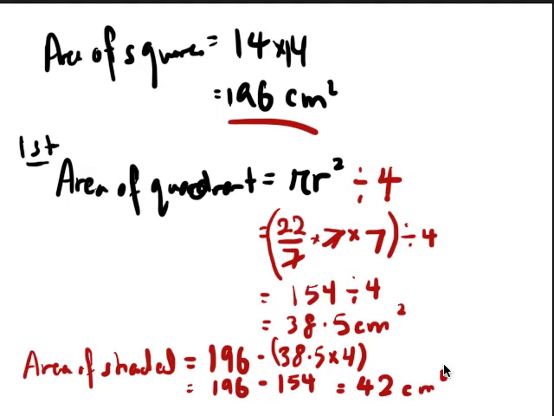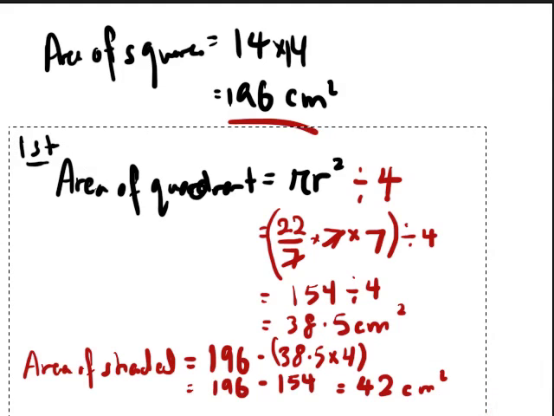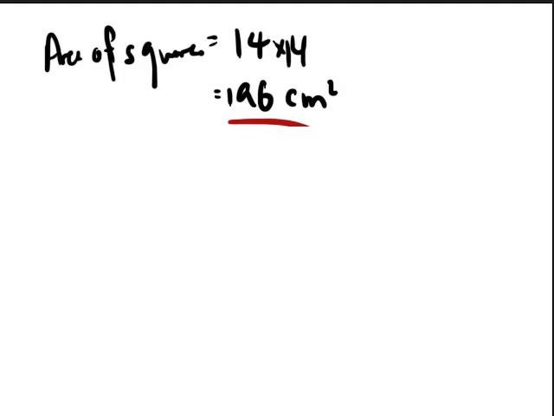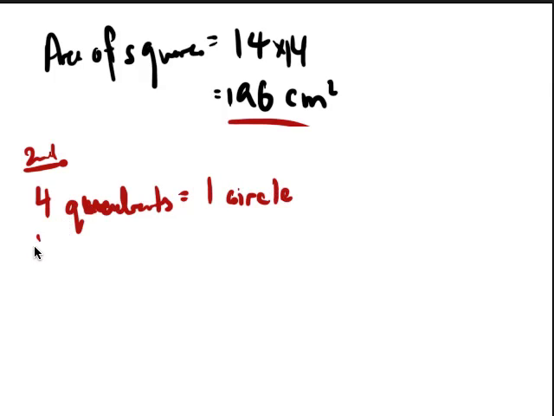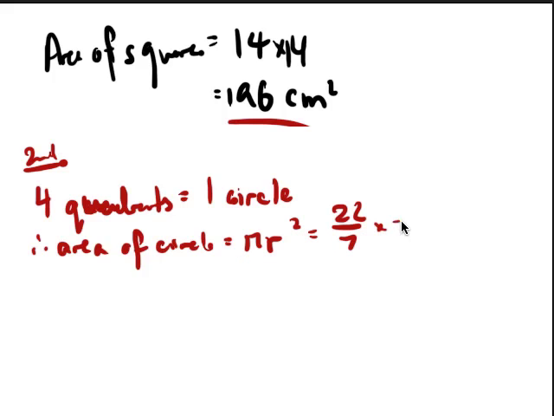Okay, the second method, I'm just going to erase all of this to show you the second method, which I prefer. Second method: 4 quadrants equals 1 circle. Therefore, area of circle equals pi r squared, which equals 22 over 7 times 7 times 7. Cancel, cancel, and I will get 154 cm squared.